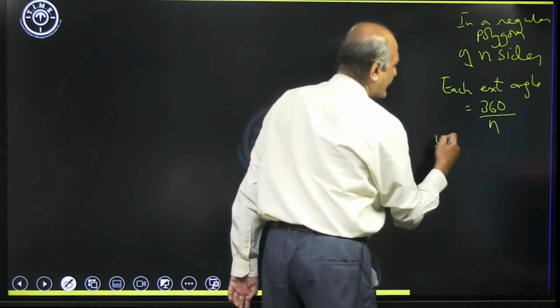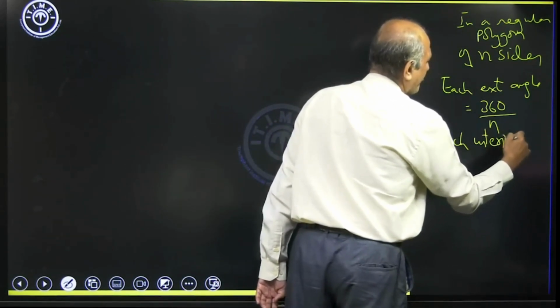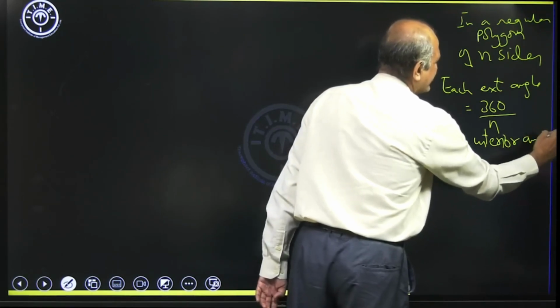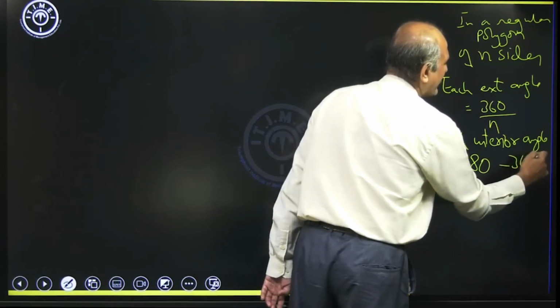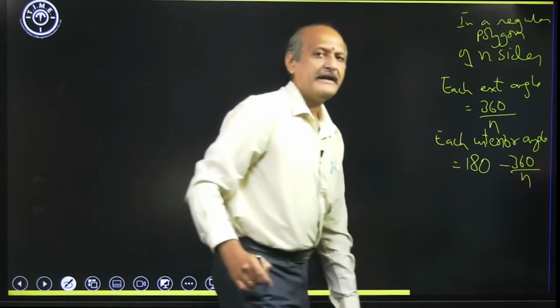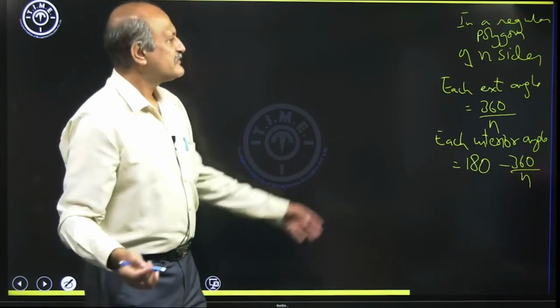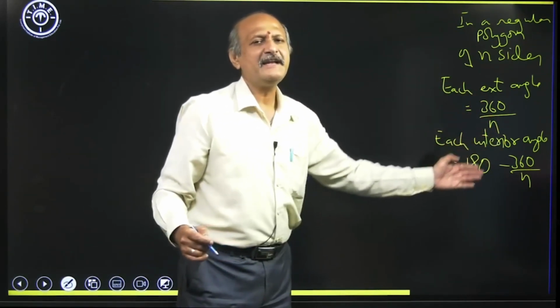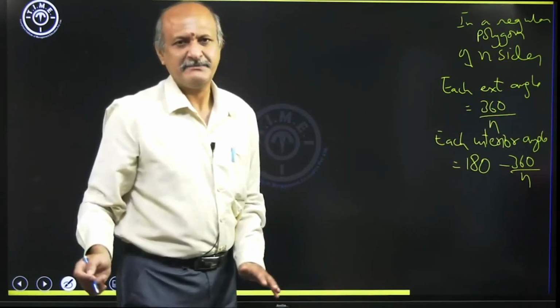In the same manner, we can tell that each interior angle is equal to how much now? It is 180 minus 360 by n. The interior angle plus the exterior angle sum to 180 degrees. So if we know the exterior angle is 360 by n, the interior angle we could tell is 180 minus 360 by n.